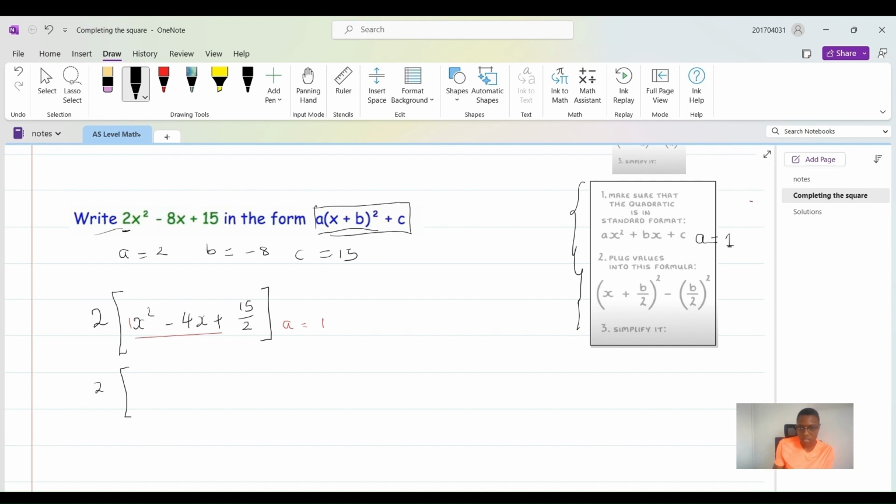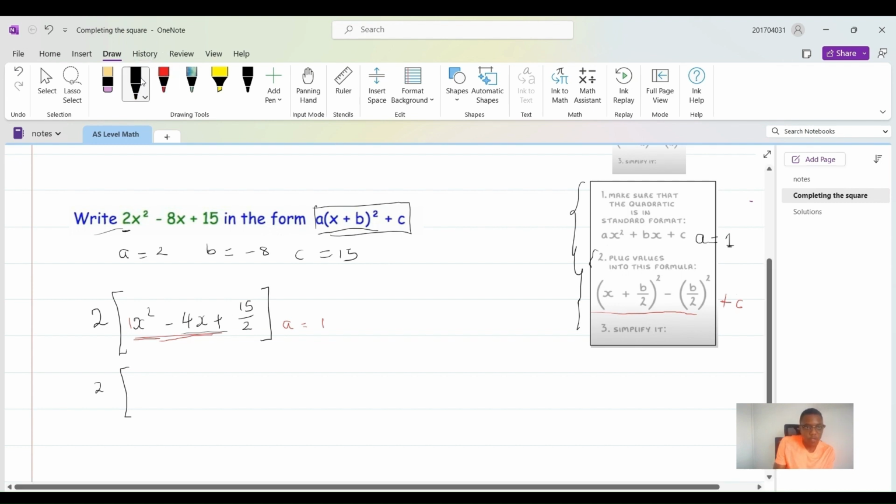So what do we have here? It says step 2 is this one. It says plug values into this formula. So the formula we have is this one. In brackets x plus b over 2 squared minus b over 2 squared. So we're doing that for what we have in the square bracket. So let's also not forget that this formula is simplifying this part here, minus 8x minus 4x. So we'll still have to take on our 15 over 2. So we still need to take on our constant c after we've applied this formula. Right, so let's move on.